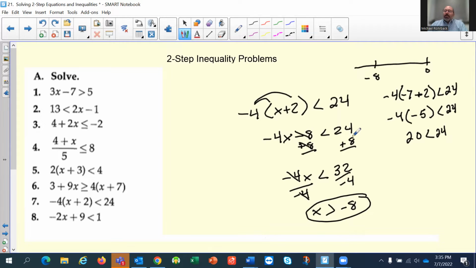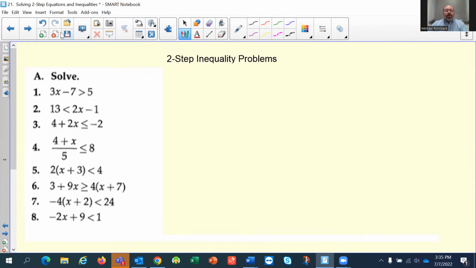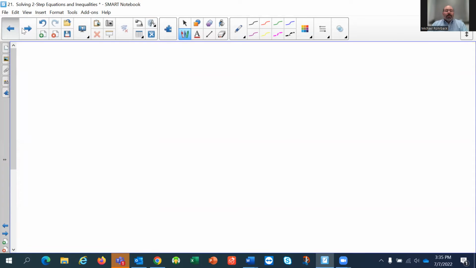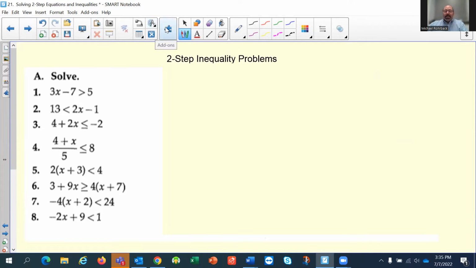Even if we had put on our number line, if this is 0, and that's negative 8, we're saying x has to be greater than negative 8. So any number that is greater than negative 8, so 0 would be fine, negative 1, 2, 3, 4, 5, 6, 7, negative 7.9 would be fine. But it has to be greater than negative 8. It does not include it because there's not an equal sign here. Okay, so that is basically it with two-step inequalities.